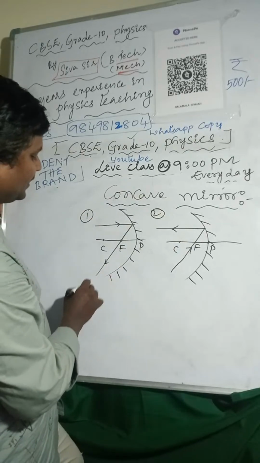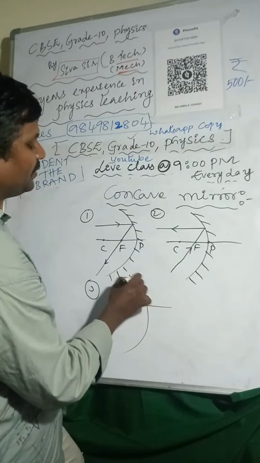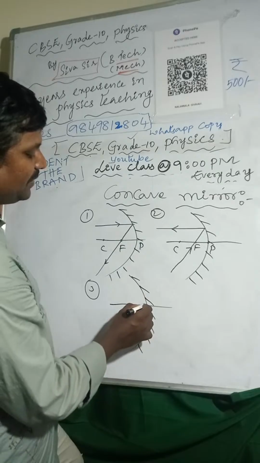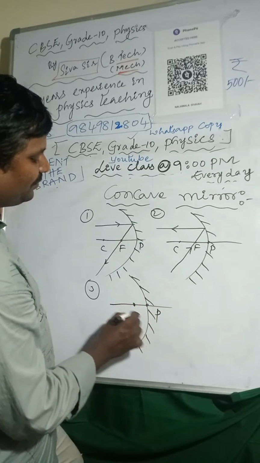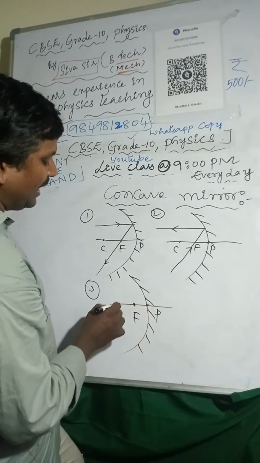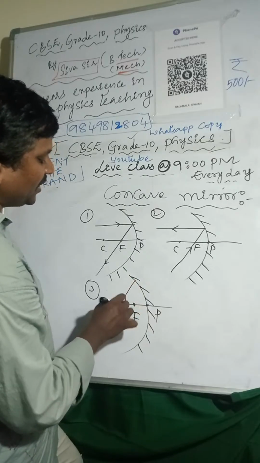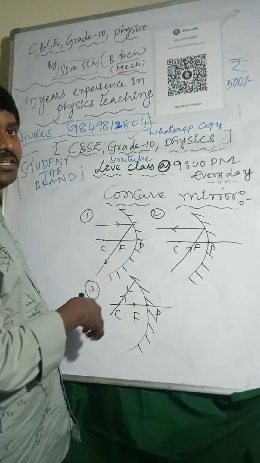Coming to the third ray rule, what will happen this time? Wait and watch. Pole, focus, center of curvature. If the light ray is passing through the center of curvature, it retraces its original path.